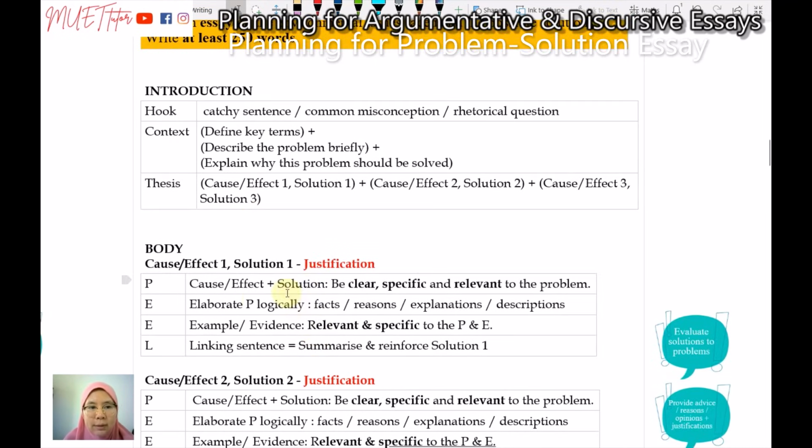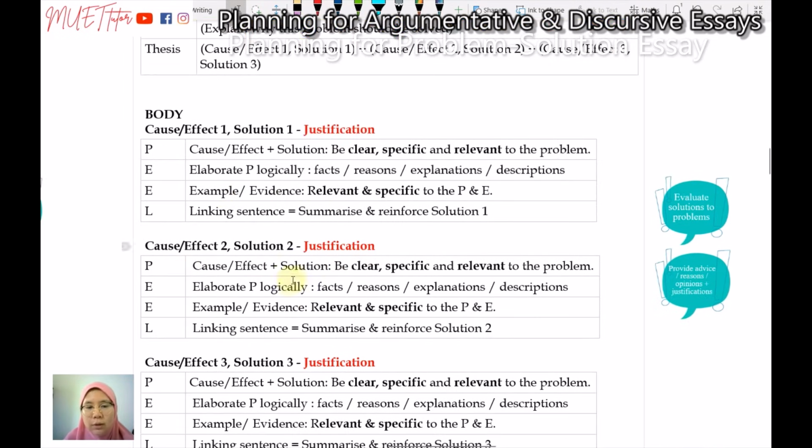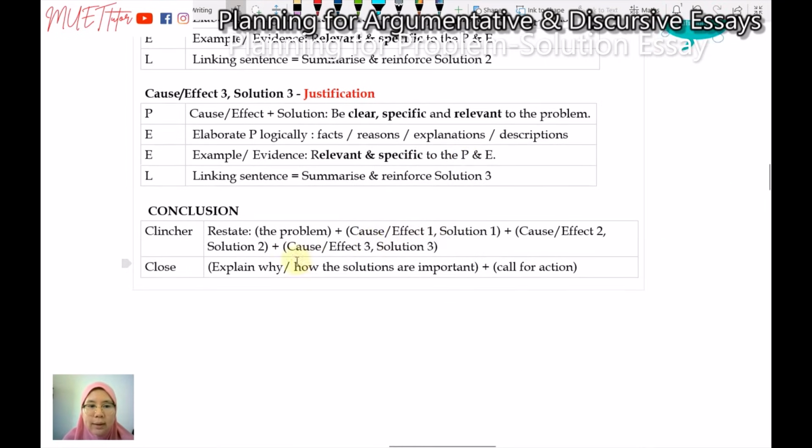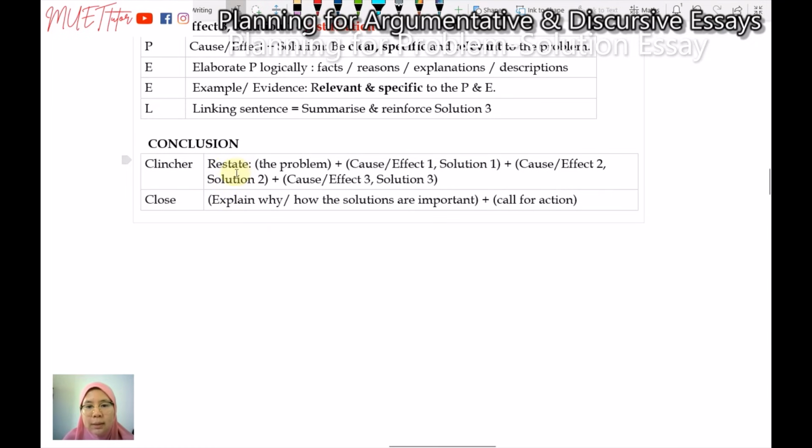In the body paragraphs, each solution should be presented in its own paragraph, paragraph 1, 2, and 3. Each paragraph contains arguments and evidence to support or justify your proposed solution. In the conclusion, the clincher will be a restatement of the main problem and followed by the 3 solutions to each cause or effect that you have identified earlier. To close the essay, you explain why or how these solutions are important, and then you make a call for action, telling your readers to do something.